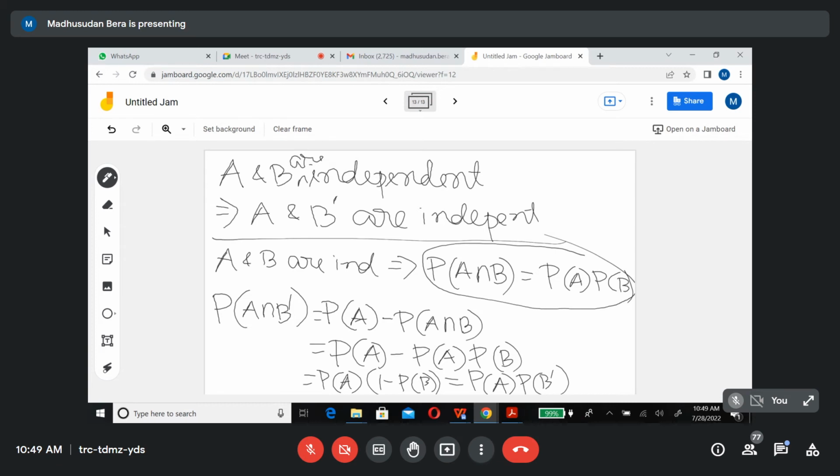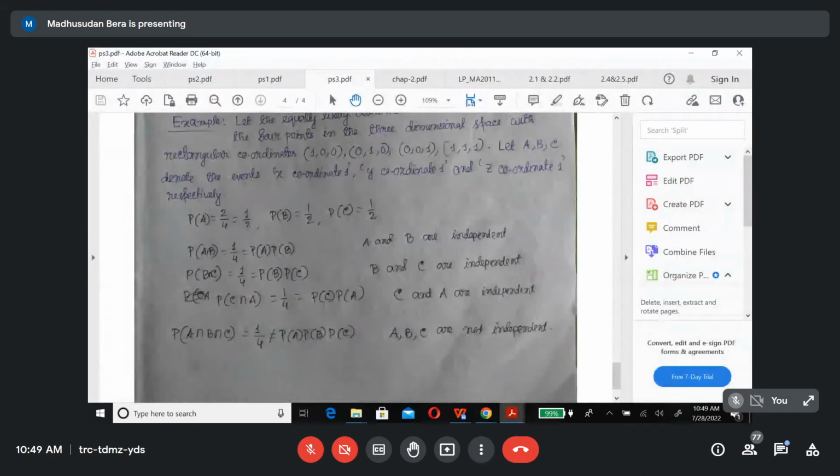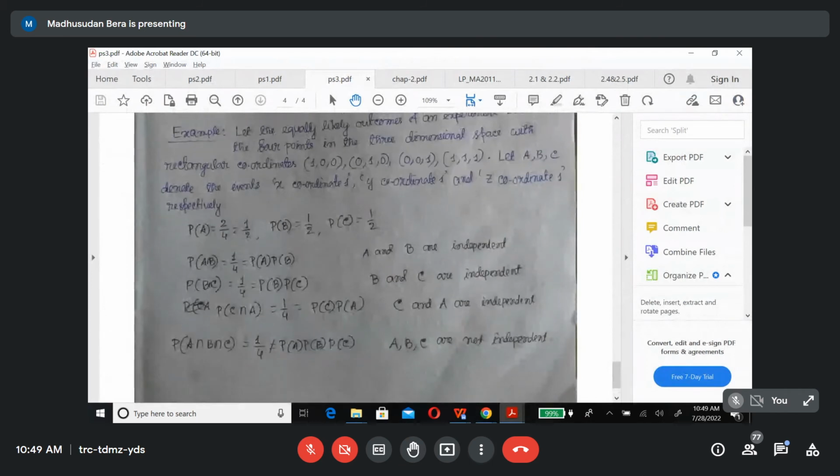Is this okay? Yes, sir. In fact, if A and B are independent, then A and B dash, A dash and B, A dash and B dash, all are independent. I will share a handwritten solution. There you can see it in the exercise. Then we will solve questions on these topics: dependent, independent events, Bayes theorem, and total law of probability.